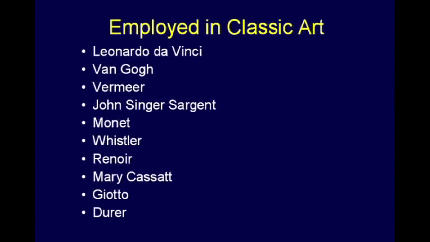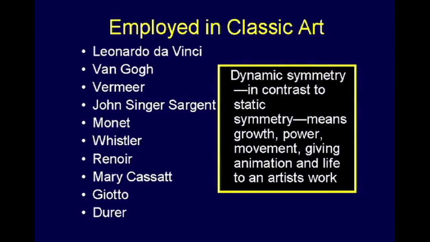In art, Leonardo da Vinci, Van Gogh, Vermeer, John Singer Sargent, Monet, Whistler, Renoir, many artists recognized that by building their art on that golden rectangle, it gave it vitality and movement. It was the dynamic, what they call dynamic symmetry, in contrast to static symmetry. So it implies growth, power, movement, and gives animation and so forth. And the artists have discovered that, and if you're a student of art, you're well acquainted with this.